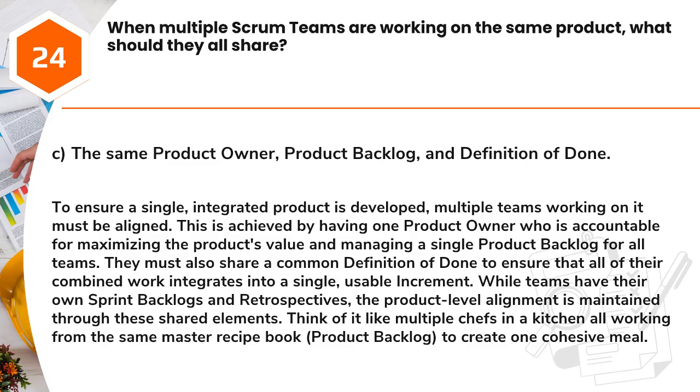They must also share a common definition of done to ensure that all of their combined work integrates into a single, usable increment. While teams have their own sprint backlogs and retrospectives, the product-level alignment is maintained through these shared elements. Think of it like multiple chefs in a kitchen all working from the same master recipe book, the product backlog, to create one cohesive meal.